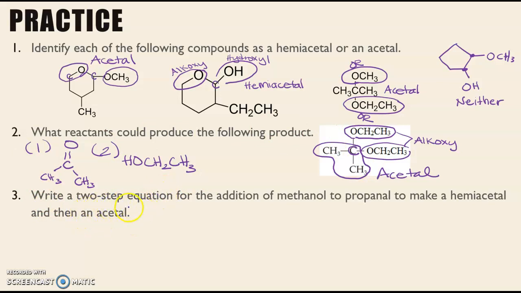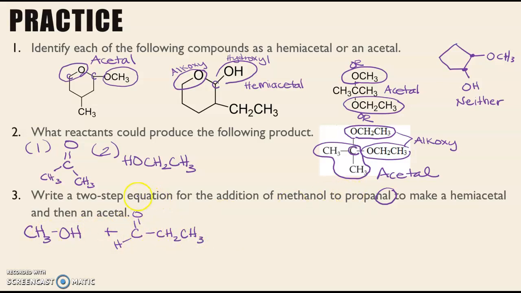Okay, write a 2-step equation for the addition of methanol to propanal to make a hemiacetal and then an acetal. Okay, so let's start with these reactants. So we have methanol, CH3OH, and I'm going to react it with propanal, which I'm going to draw this way. Propanal, so I know it's an aldehyde, and it is a 3-carbon aldehyde. 1, 2, 3, prop 3.